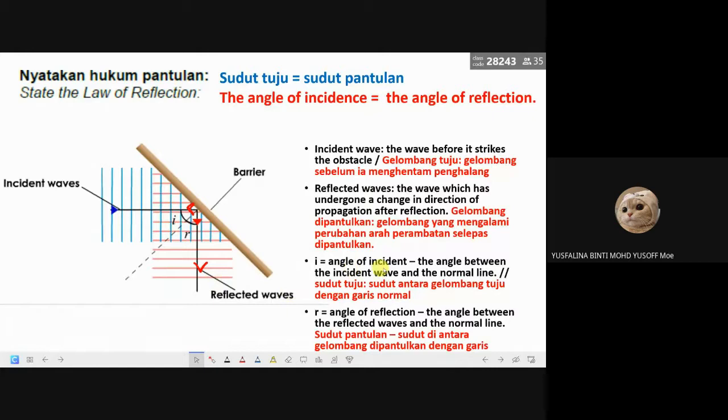I is the angle of incidence, which I already explained: the angle between the normal line and the incident wave. The angle of reflection is from the normal line to the reflected wave. So that is the law of reflection: I must be equal to R.